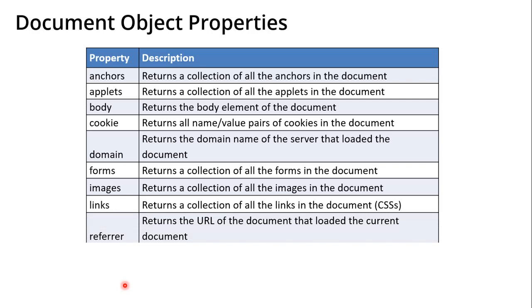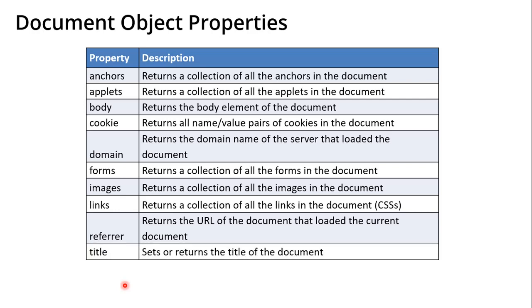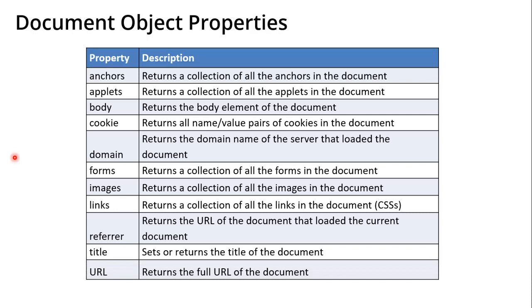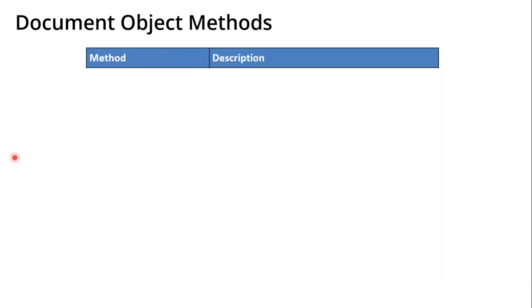Referrer returns the URL of the document that loaded the current document. Title sets or returns the title of the document. So these all are the document object properties. Remember these properties. URL returns the full URL of the document.